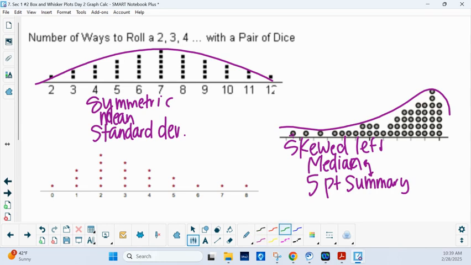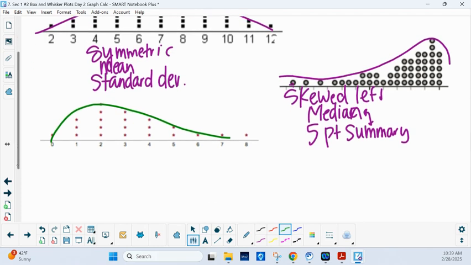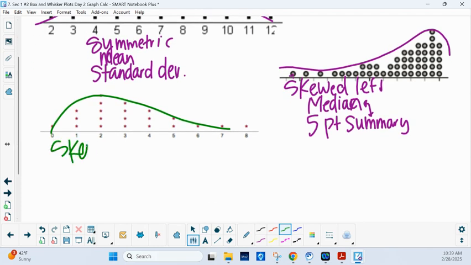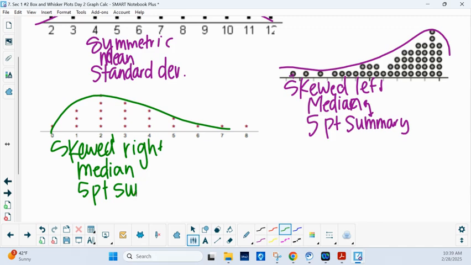In the last dot plot, when you outline it, is it showing a symmetric or skewed display? Skewed which way? To the right. So skewed, you probably have an outlier. What's the measure of center? Median. What's the measure of dispersion? 5-point summary. And so we got to keep all those funny words straight today.